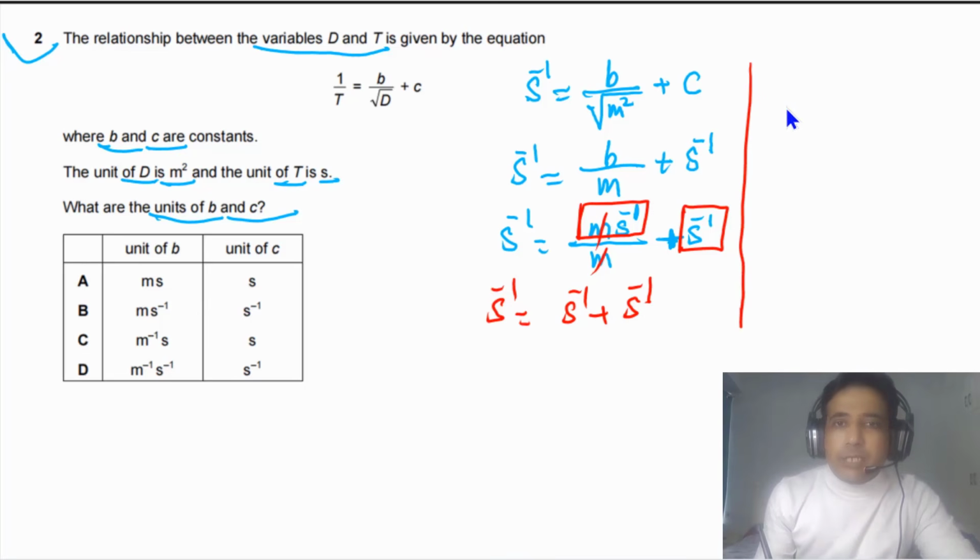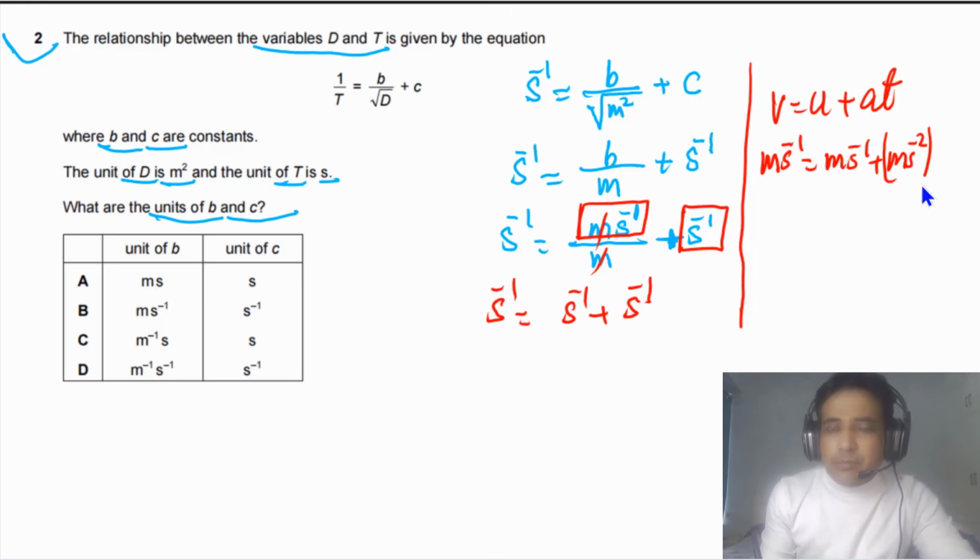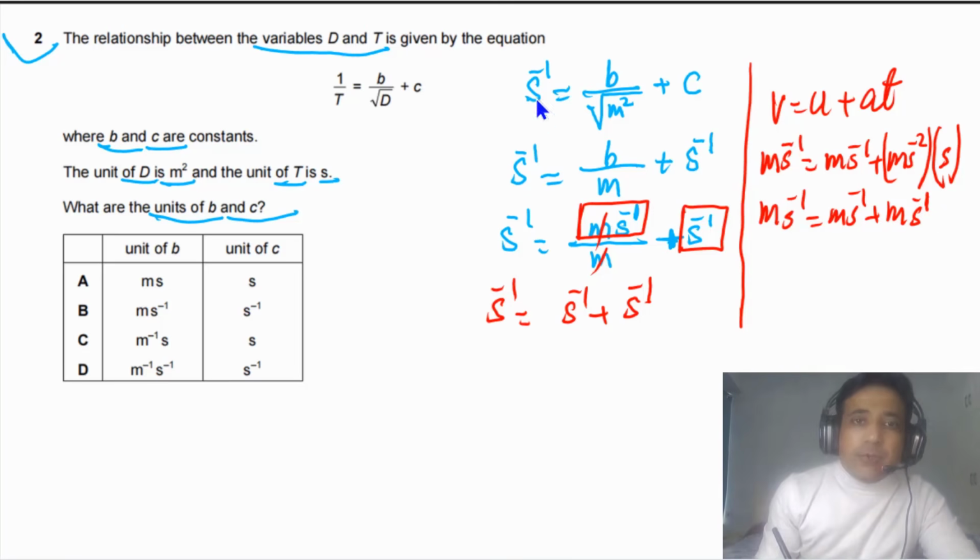You can also understand this with the help of v equals u plus at, because sometimes students are not very clear about this one. Always we do the same thing. For a homogeneous equation, the unit of v is meter per second. The unit of u is also meter per second. The unit of at is meter per second. The unit of time is second. So you can also see from here, each term has the same unit because this is a homogeneous equation. Each term should have the same unit. So this is the unit of b and this is the unit of c. So the answer is not possible. B is right because this is the unit of b and this is the unit of c.